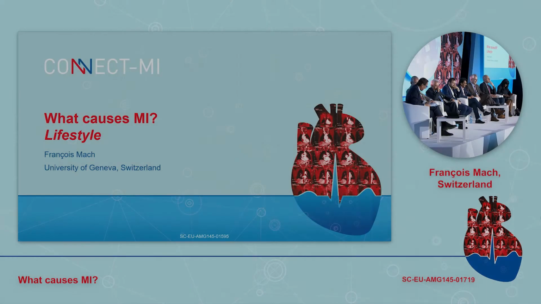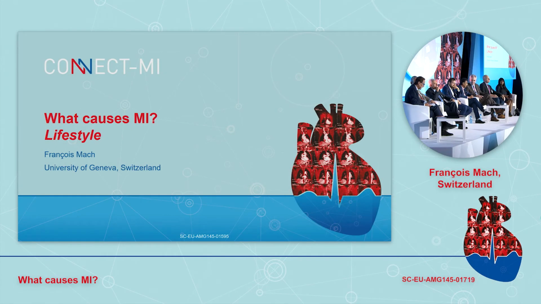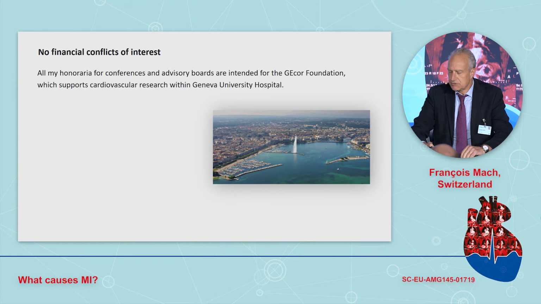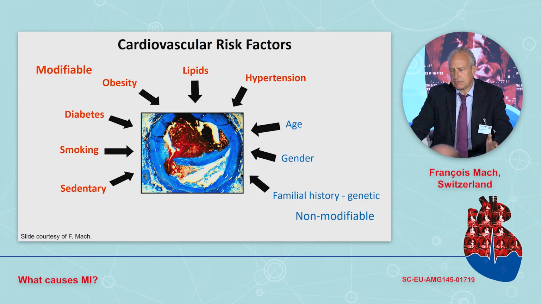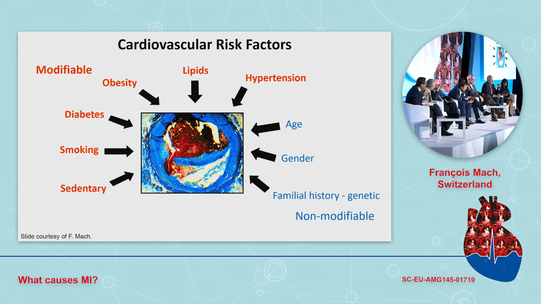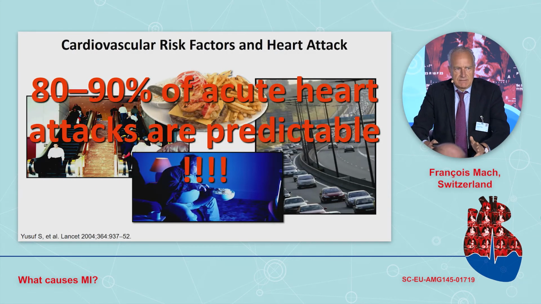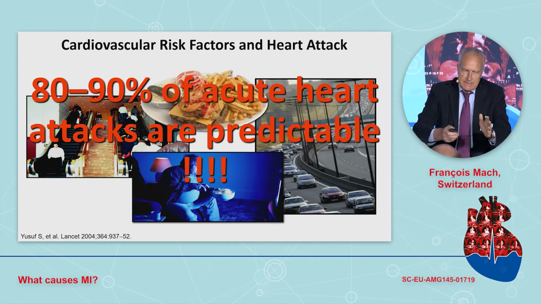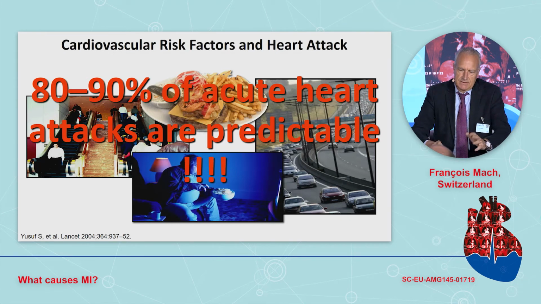Thank you. Now, Professor Mach will convince us that actually it's mostly lifestyle that increases our risk. So, please. Yes, thank you, Gaetano. It's all about lifestyles. We all know that. I mean, if you look at this, you cannot change age, but lifestyle will implicate hypertension, lipids, obesity, diabetes, smoking, as well as sedentarity. So basically, let's be pessimistic. 80% of acute heart attacks are predictable.